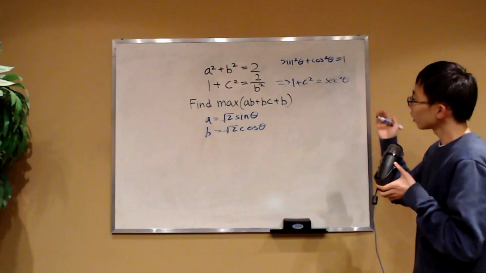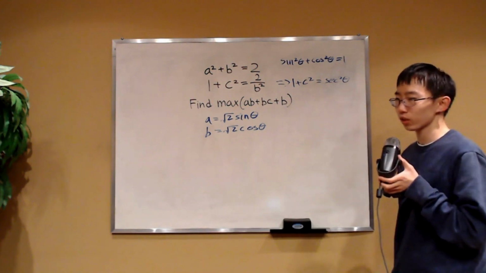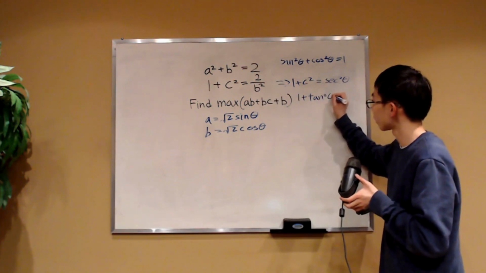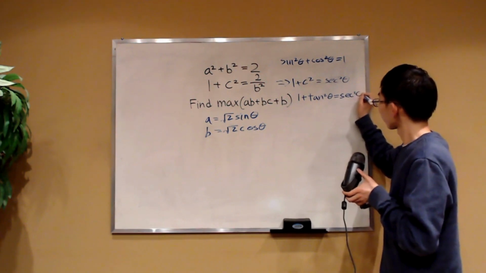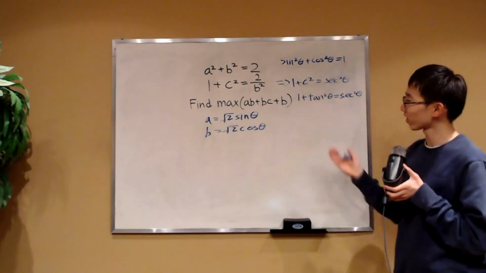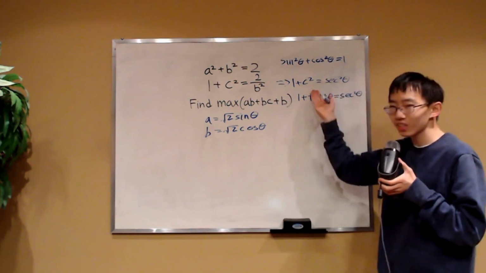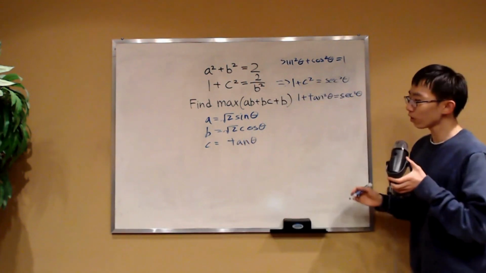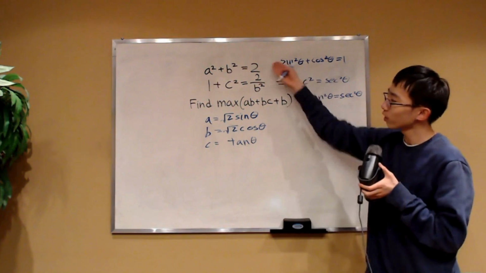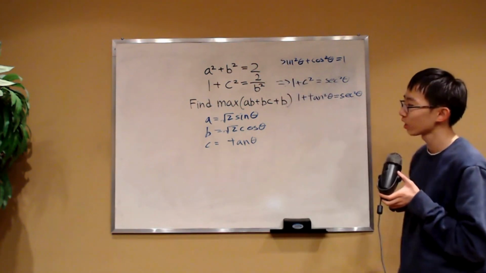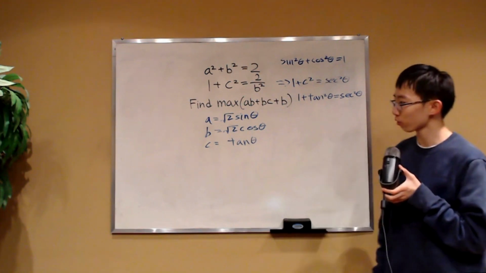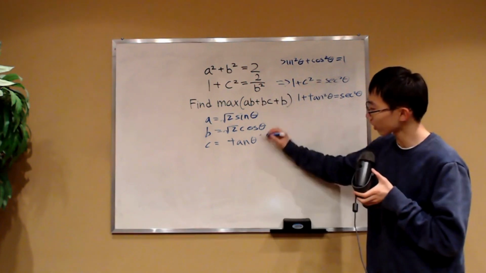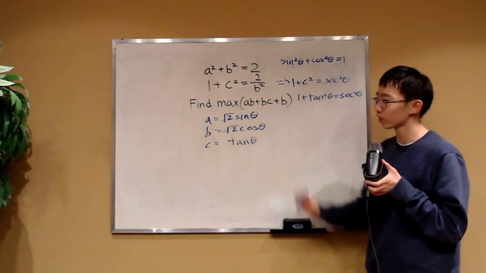Now, this looks very familiar with another trigonometric identity. Specifically, the trig identity that I'm looking for is 1 plus tangent squared theta is equal to secant squared theta. Well, what are you waiting for? Let's let c equal tangent theta. And we know that these three substitutions are valid. They satisfy these two equations. And the benefit is that we get to express a, b, and c in terms of one variable, theta. So this is much easier to work with.